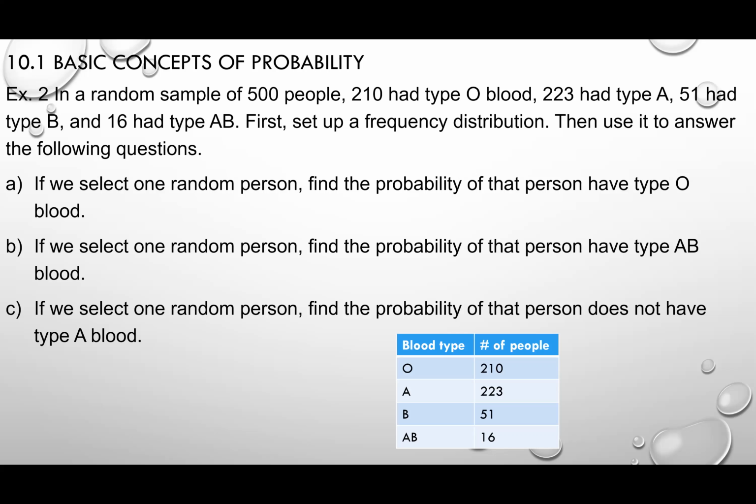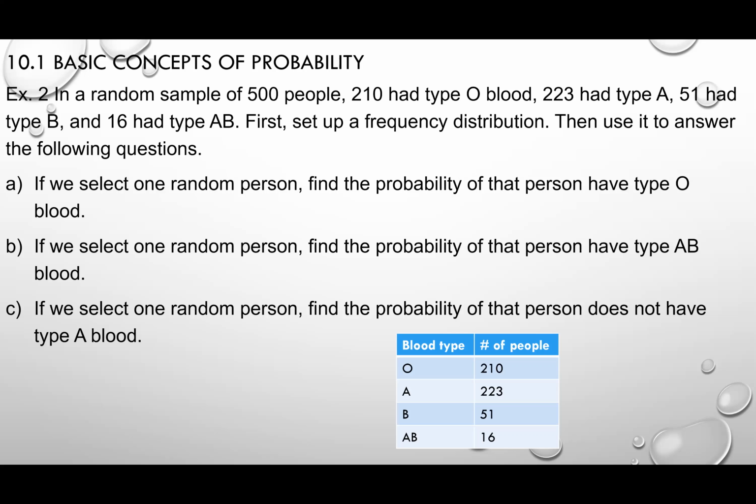So as you can see, if you add these numbers together, the 210, the 223, the 51, and the 16, they have to equal 500, right? So in the sense, we just distribute the numbers corresponding to the categories that they give us. In this case, this is my category. So everybody see where my numbers come from? Basically, this is your frequency distribution, in that you distribute the people into each category based on their survey question.